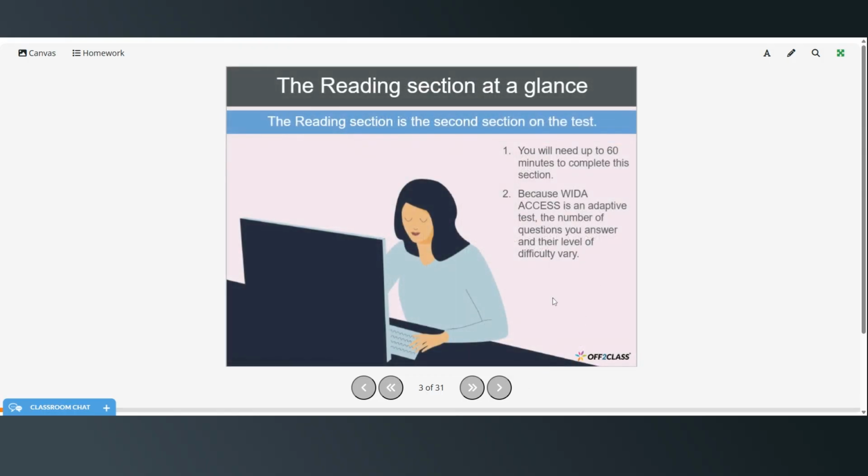So we're going to take a quick look at the reading section. You will need up to 60 minutes to complete this section of the test. And it's important to remember that the WIDA ACCESS is an adaptive test, so the number of questions and their level of difficulty will vary.